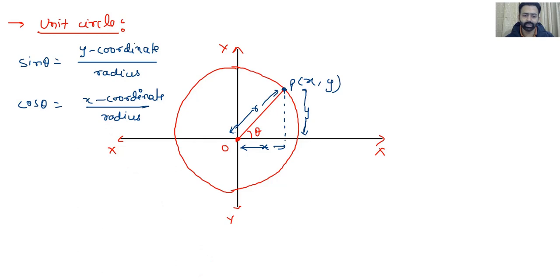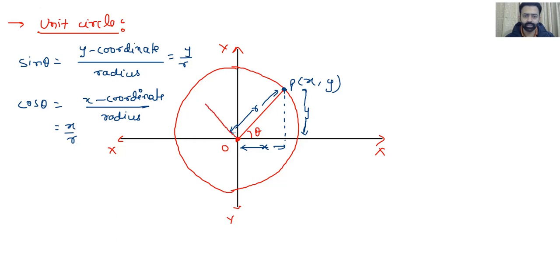So if theta is in the first quadrant, sine theta is y by r, and cos theta is x by r. Let me write it here. So this is x by r if theta is in the first quadrant. Now what will happen if I transfer this theta to the second quadrant? Let us see.